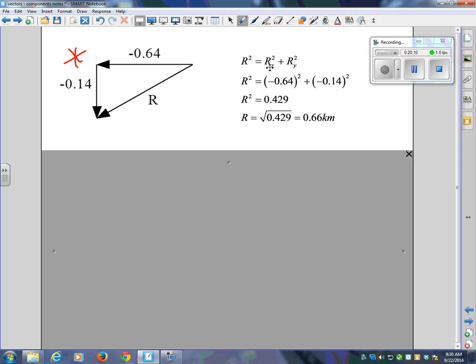R squared is rx squared plus ry squared. It looks way more complicated than it needs to be. I think you could follow this. You've all seen that type of stuff before, and you get an answer of 0.66. Is that easier than a ruler and a protractor? I don't know. Most kids say, yeah, I wish I'd seen that before.